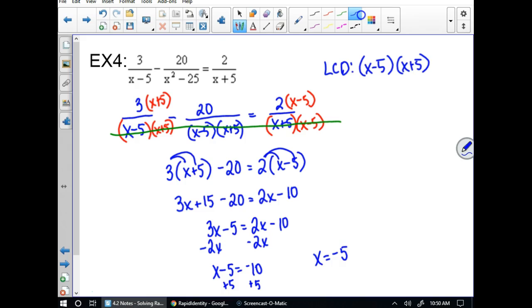But what do we have to do? You got to check it. Is negative 5 going to give you a 0 in any of those denominators? It will. Because right here, either here or here, it's going to give you a 0 in the denominator, right? Because negative 5 plus 5 gives you 0. So although we got an answer, it's going to give you a 0 in the denominator. So this problem is going to be no solution.